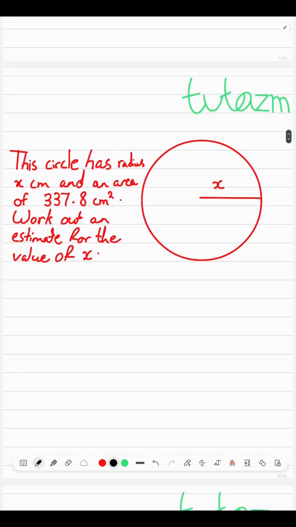Okay, have a go at this question here, which asks you to work out the radius of the circle. It gives you the area and asks you to work out an estimate for the value of x.